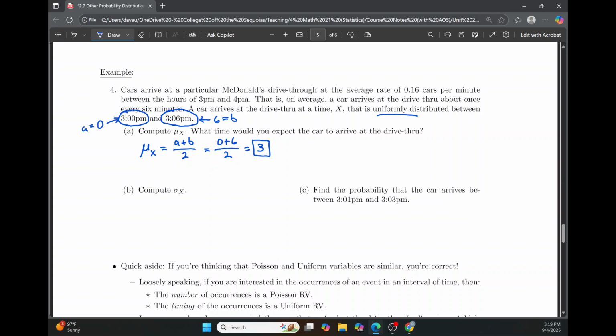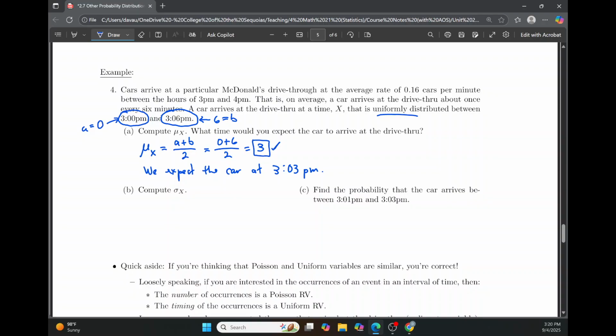I think that should make intuitive sense, right? If you've got a uniform variable, then that means that the car is equally likely to arrive at any point between 3 and 3:06. So what time do you expect it to arrive? Right smack dab in the middle, right at 3:03. That's when we expect it.